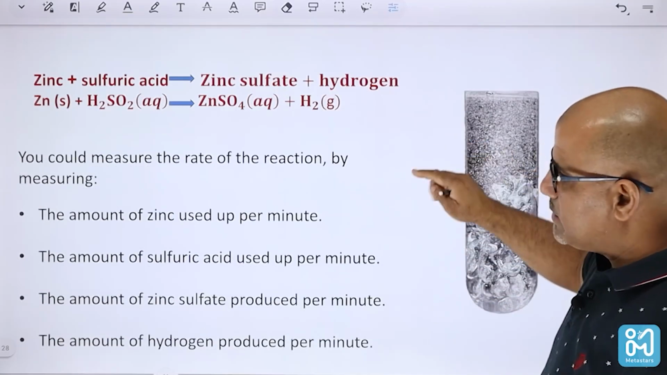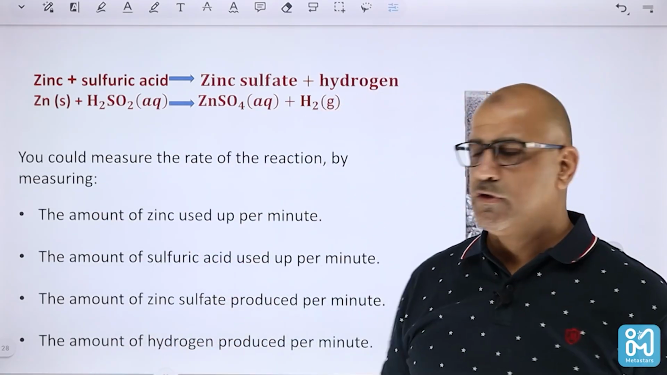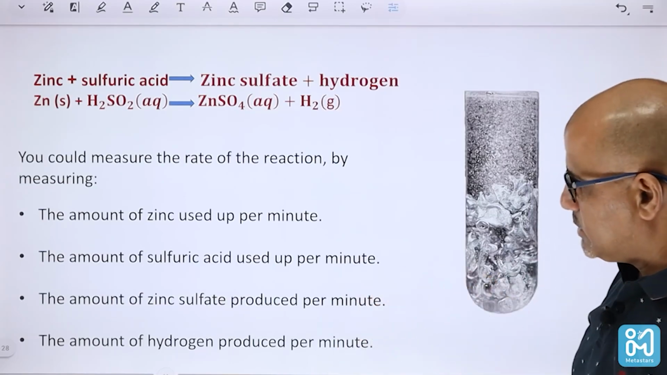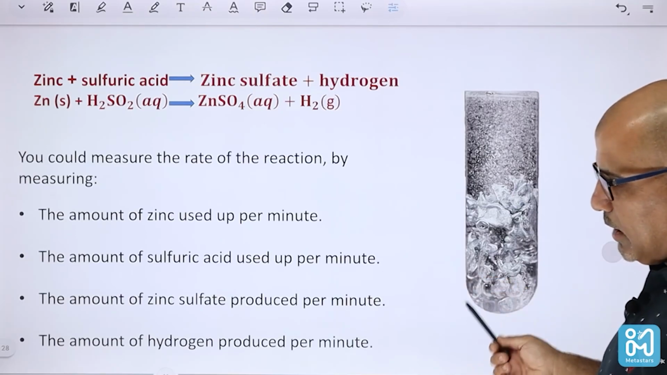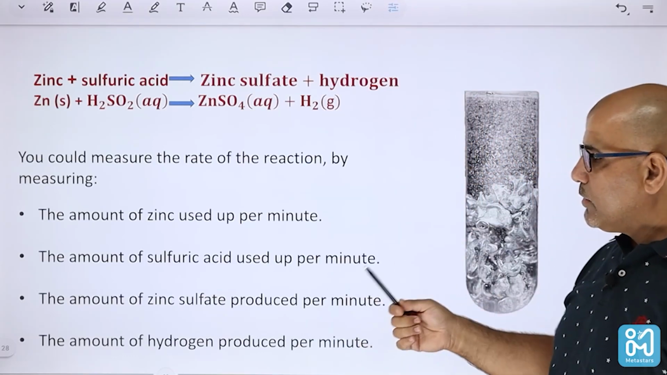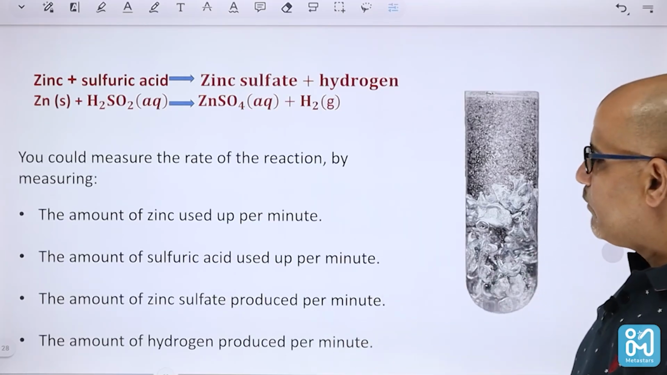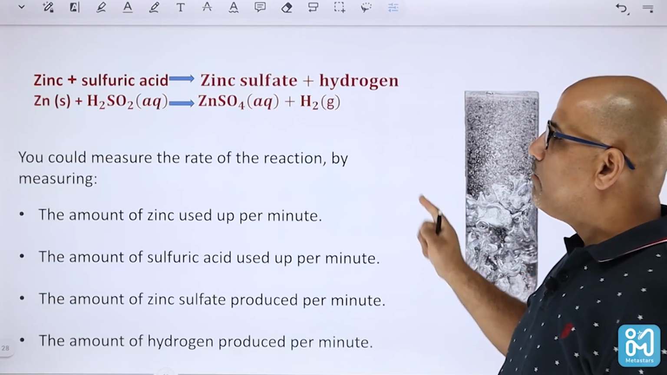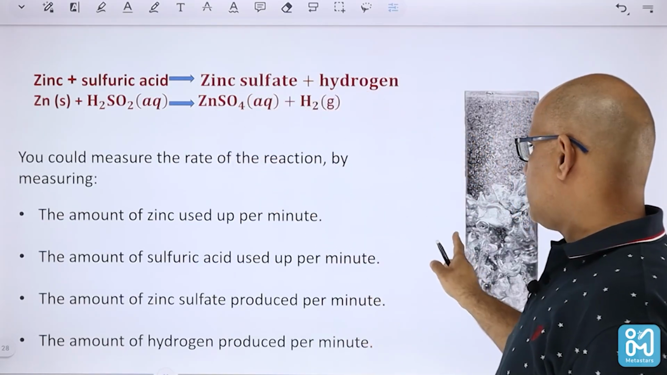We can measure the rate by following these amounts. First, the amount of zinc used per unit time, or the amount of sulfuric acid used per unit time. The amount means moles, grams, mass, volume, and so on. Or the amount of zinc sulfate produced per unit time, or the volume of gas, or the amount of hydrogen gas produced per unit time. By these methods, we can measure the rate of this chemical reaction.